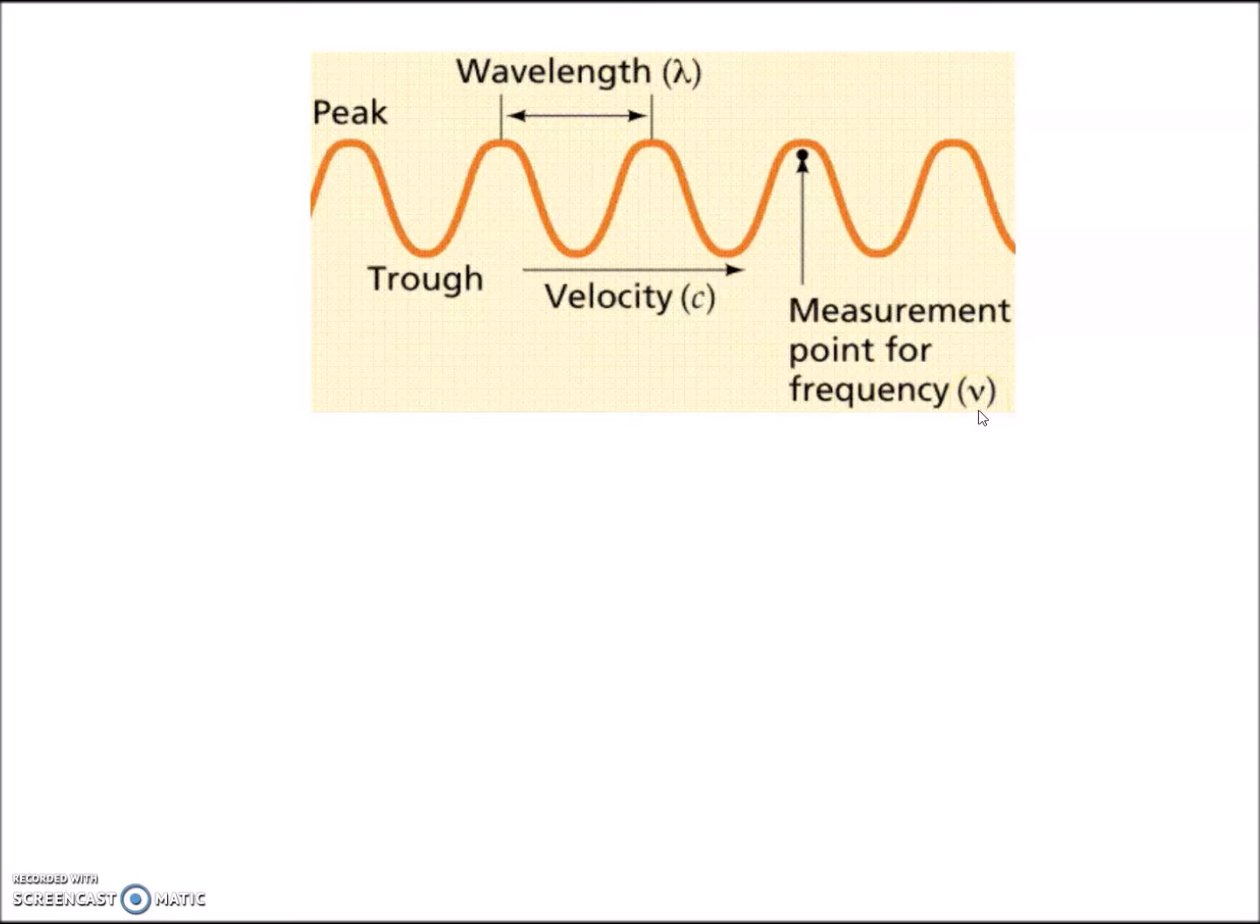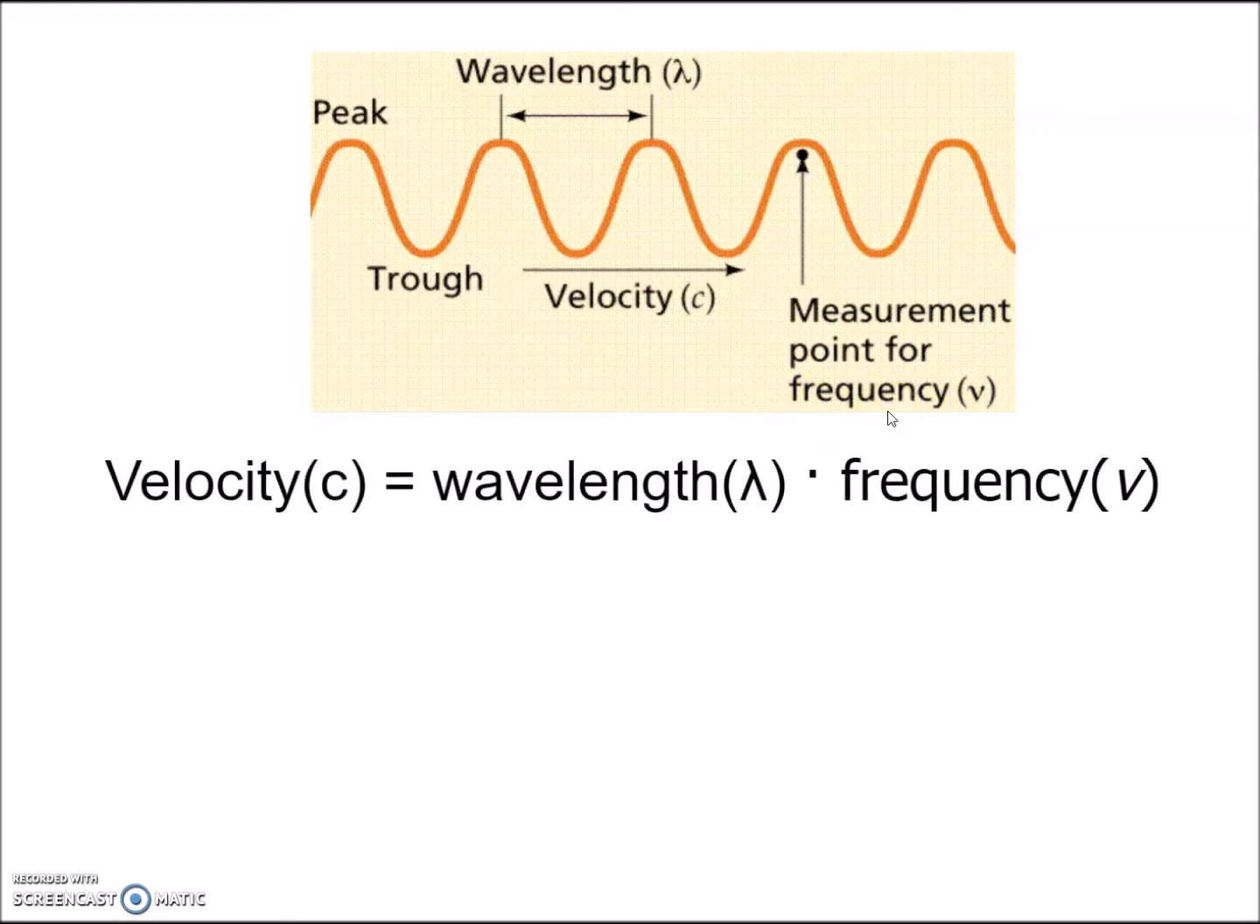It does not correspond to velocity, it corresponds to frequency. So the abbreviations are all wacky. Talk to the physics people if you have a problem with that. I sure do. But if we put all that together into a nice, really useful equation, we can say that velocity of a wave is equal to its wavelength, abbreviated with the symbol lambda, times its frequency, abbreviated with the Greek letter nu.